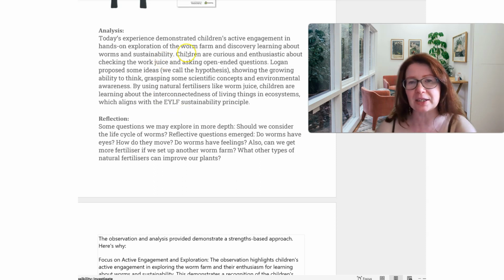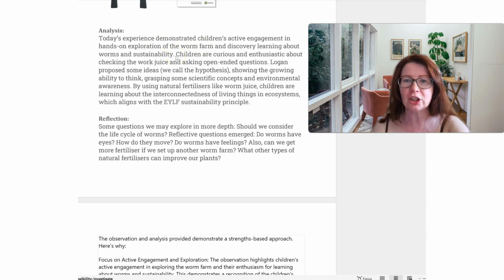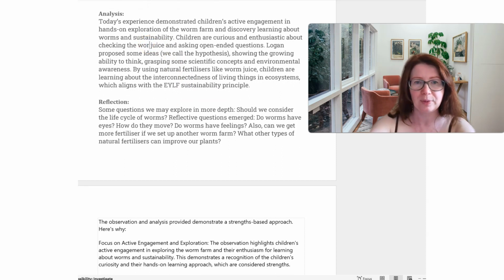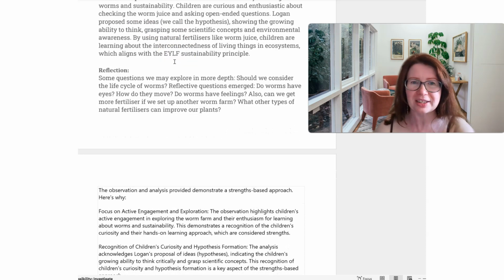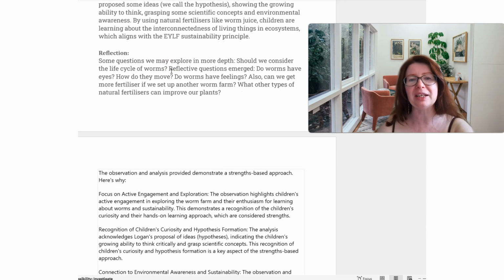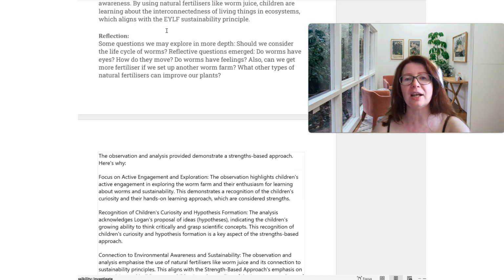So analysis. Today's experience demonstrated children's active engagement and hands-on exploration of the worm farm and discovery learning about worms and sustainability. Children are curious and enthusiastic about checking the worm juice and asking open-ended questions. Logan proposed some ideas we call the hypothesis, showing the growing ability to think, grasping some scientific concepts, and environmental awareness. By using natural fertilizers like worm juice, children are learning about the interconnectedness of living things in ecosystems, which aligns with the EYLF new sustainability principle.